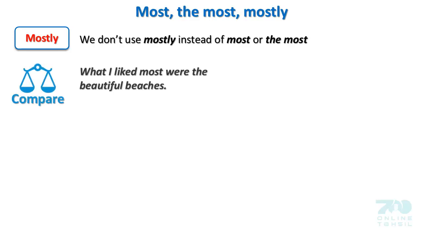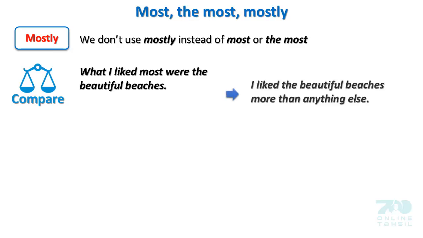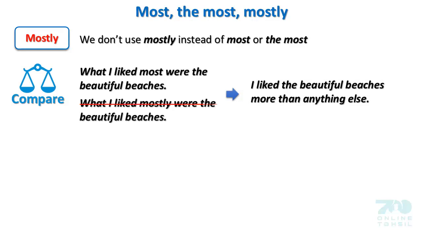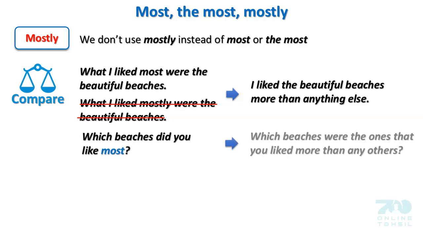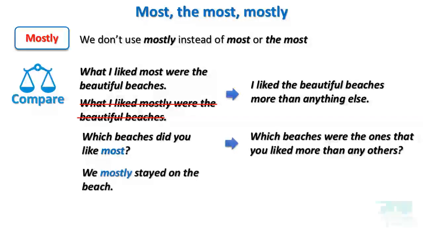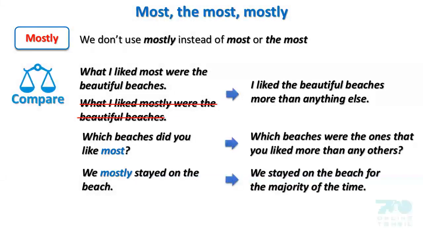Compare: What I liked most were the beautiful beaches. I like the beautiful beaches more than anything else. Not: What I liked mostly were the beautiful beaches. Which beaches did you like most? Which beaches were the ones that you liked more than any others? We mostly stayed on the beach. We stayed on the beach for the majority of the time.